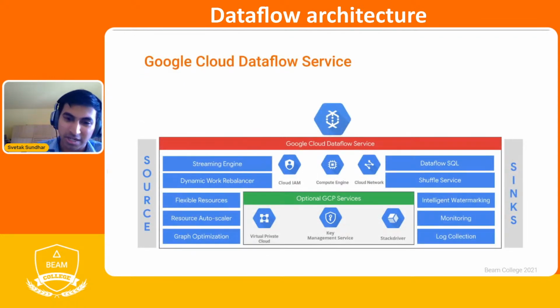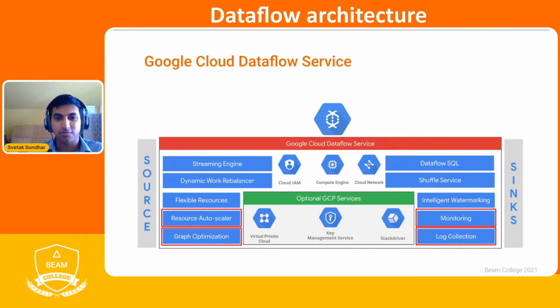Awesome. So Dataflow is a managed service by Google Cloud. And first, I want to touch on four key aspects of Cloud Dataflow. There's graph optimization, there's monitoring, there's logging, and then there's also resource autoscaling, which is a recurrent theme throughout. So I'll try to touch on that as well throughout this talk.